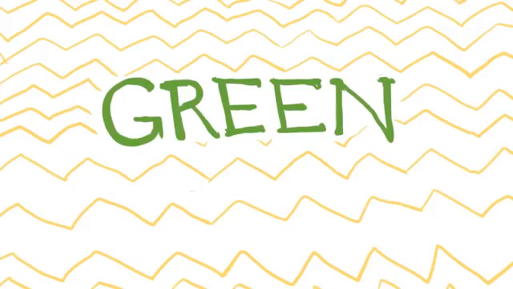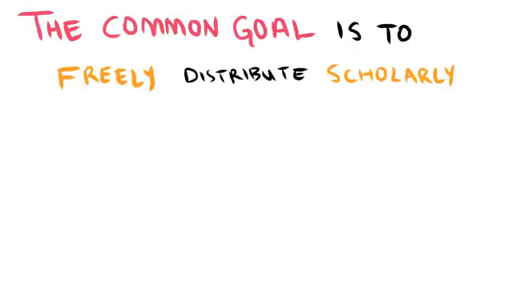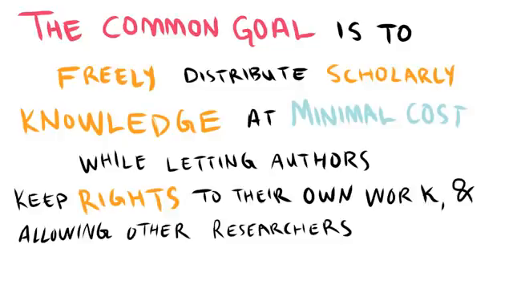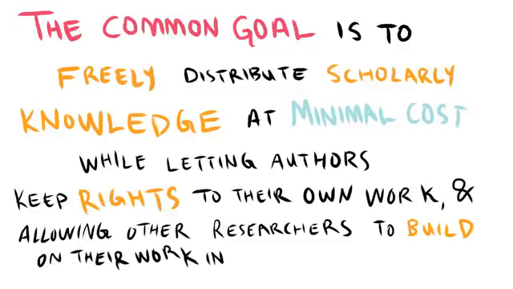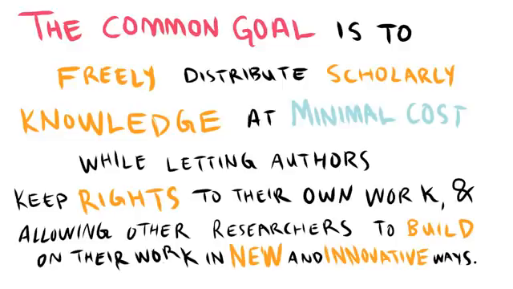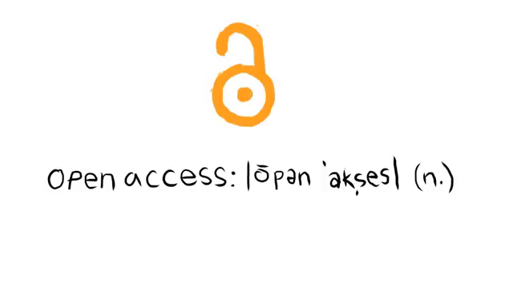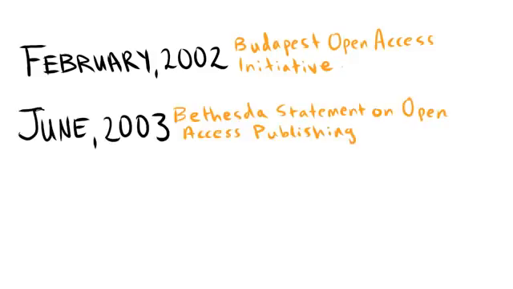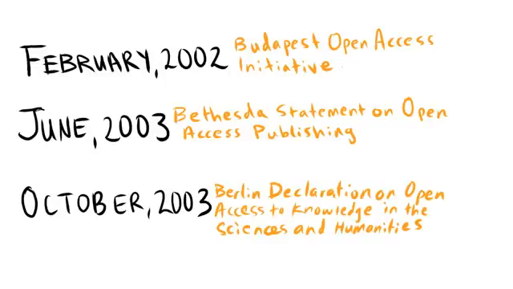That's green open access. The common goal here is to freely distribute scholarly knowledge at a minimal cost, while letting authors keep the rights to their own work and allowing other researchers to build upon prior work in new and innovative ways. There's no one definition of open access on which everyone agrees. Open access was first defined in 2002 by the Budapest Open Access Initiative. 2 more statements followed a year later, with slightly different ideas about which barriers should be removed and which rights granted and retained, but all 3 statements share common ground.